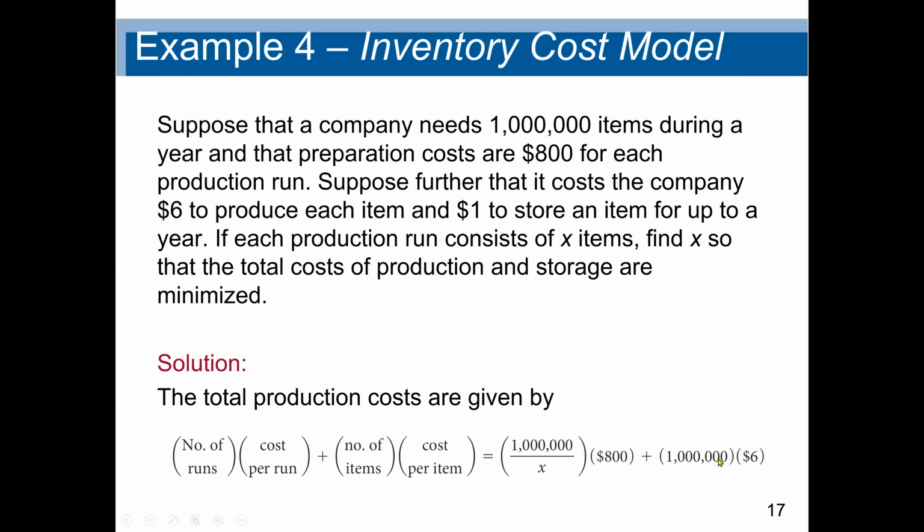Plus, again, 1 million times 6, because it costs the company $6 to produce each item, and also $1 to store an item for a year. So plus 1 million times 6, because the company needs 1 million items, at $6 per production cost.